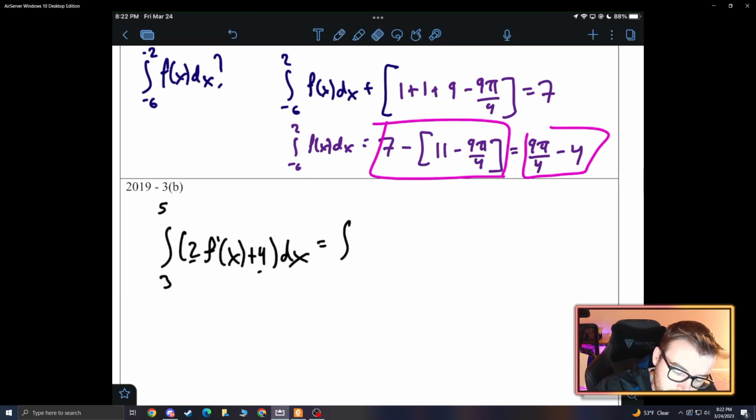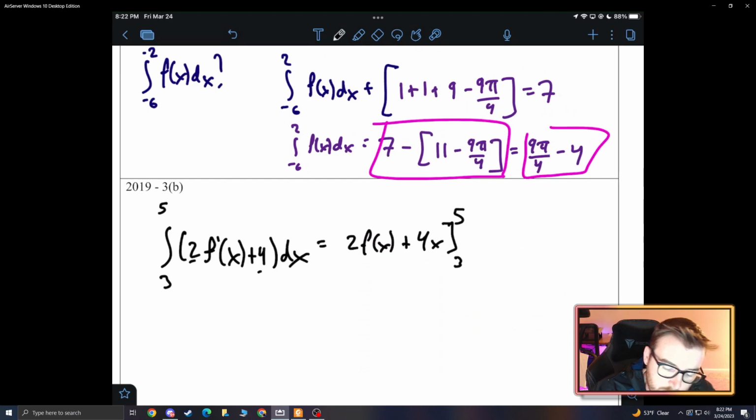Let's just integrate it. So if we integrate it, this is going to become 2f of x plus 4x integrated along the bounds from 3 to 5. So constants, when you integrate, just come along for the ride. And when you integrate f prime, the integral of f prime is simply f. And the integral of 4 is 4x. And we're going to integrate this along the bounds from 3 to 5.